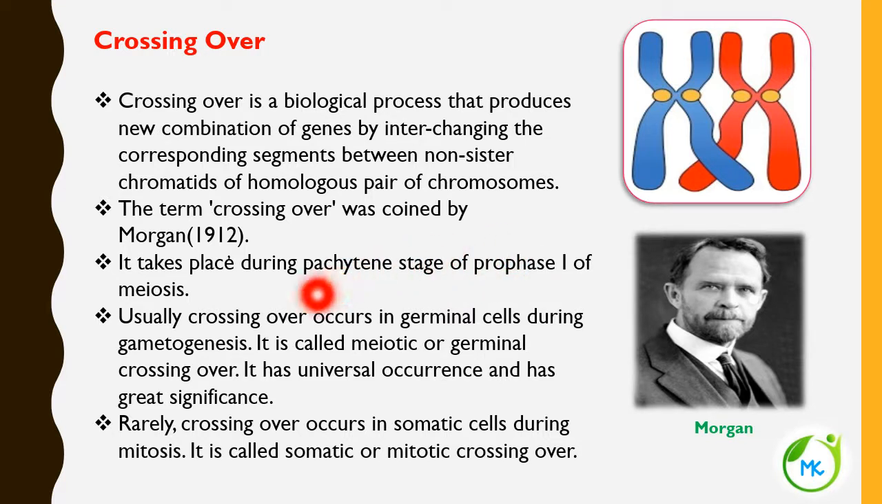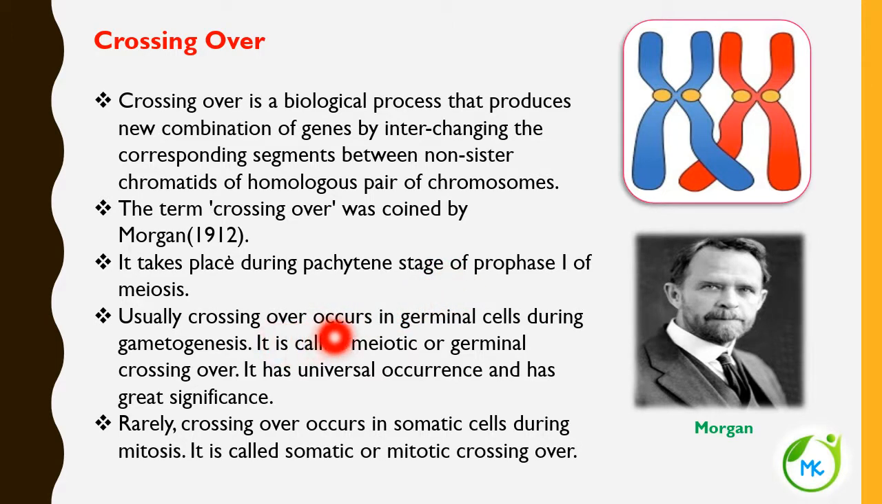During prophase 1 you have several stages: leptotene, zygotene, pachytene, diplotene and diakinesis are the 5 stages of prophase 1. Out of the 5 stages, this crossing over will take place during the pachytene stage of prophase 1 of meiosis. This is a very, very important objective question. When does crossing over take place, at what stage? The options will be given: leptotene, zygotene, pachytene, diplotene and diakinesis. It takes place during the pachytene stage.